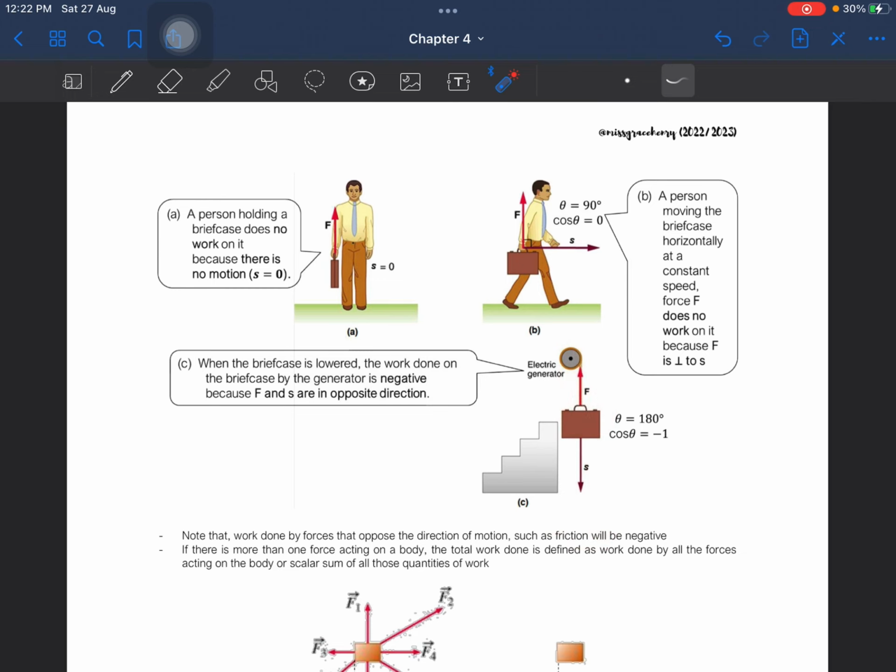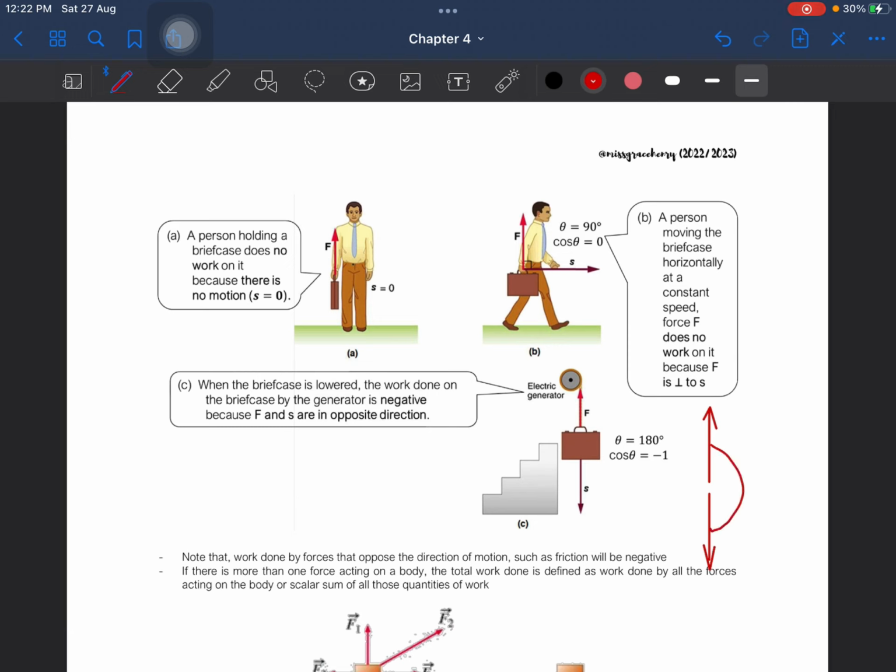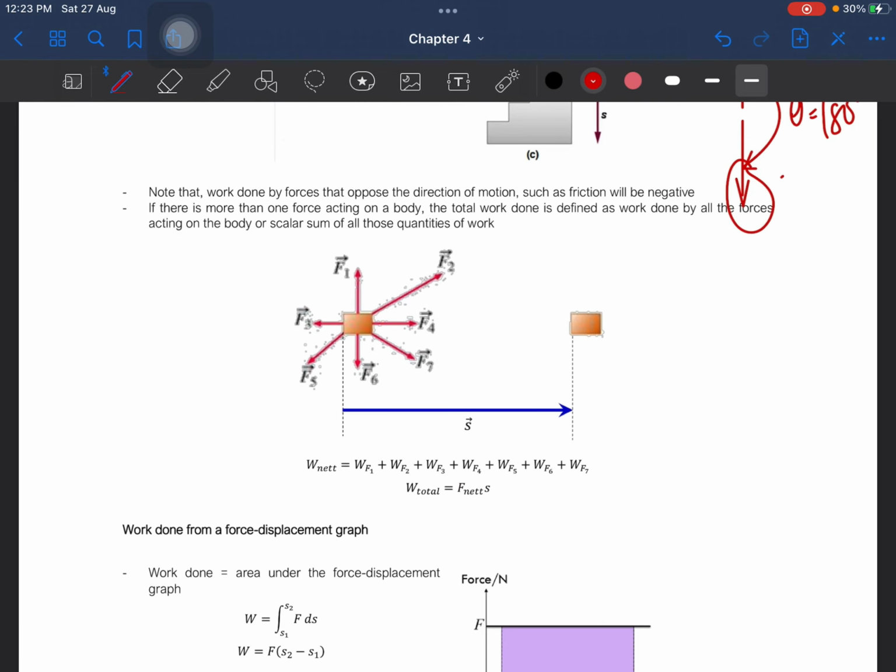So kiranya kalau kamu nanti force facing up and then displacement is facing down, your theta is measured like this. I don't really mind, it's up to you whether you want to go force to displacement ataupun displacement to force. But theta tu equal to 180 degree lah sebab sekarang ni dorang in the opposite direction. Okay? So, please note that work done by forces that oppose the direction of motion, such as friction, will be negative. So, work done by friction is negative lah sebab they oppose the direction of motion.